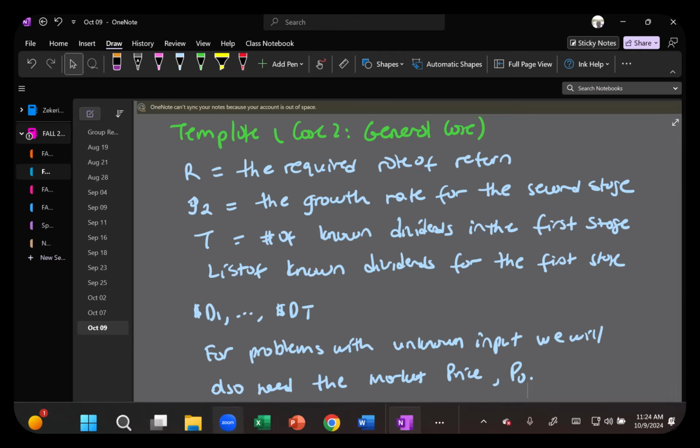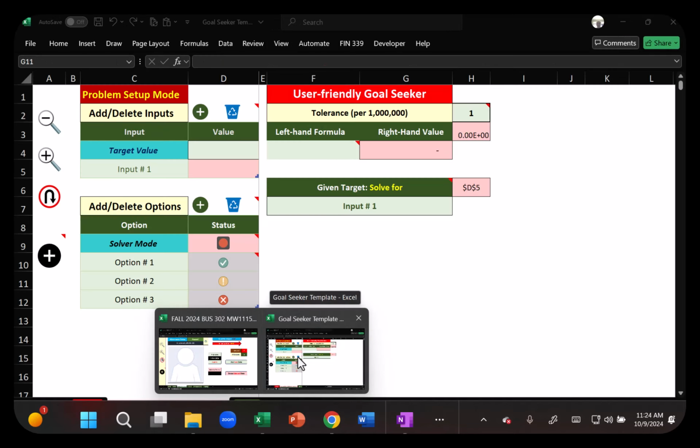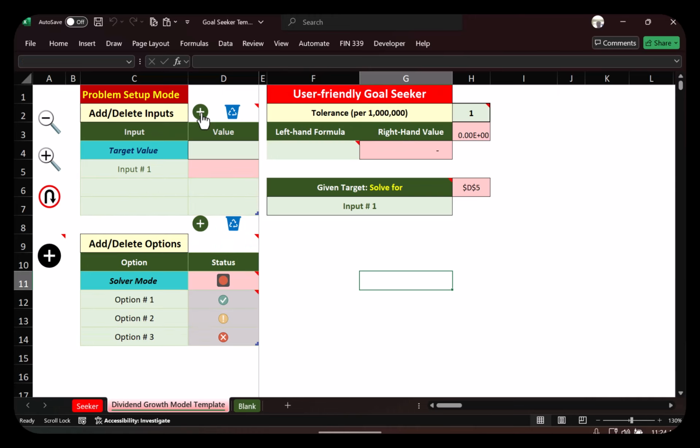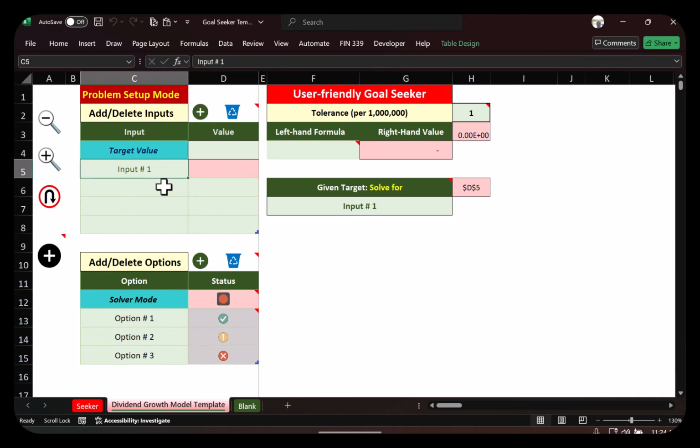So I'm going to go to my goal seeker template. I'm going to have at least 4 inputs. One is already given. Add 3 more. 1, 2, 3. So let's call this required rate of return. In fact, I'm going to be even more descriptive. I'm going to call it R.